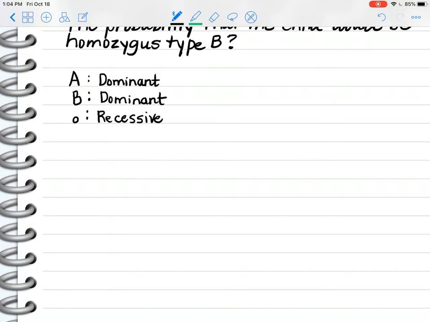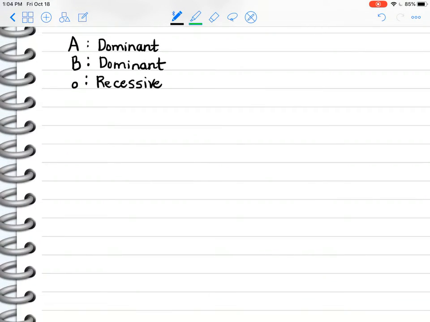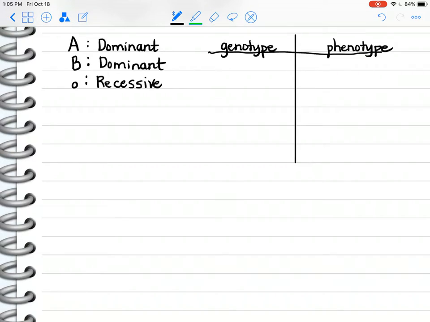So let's just review a little bit before we get into our problem. We're not even looking at that yet. I'm going to give you some genotypes, and I want you to help me figure out the phenotype, where blood problems are related. So let's make ourselves a little table. That'll be a little bit easier. So let's say that this person has this type of blood, A and O. What type of blood would that person need at the hospital?